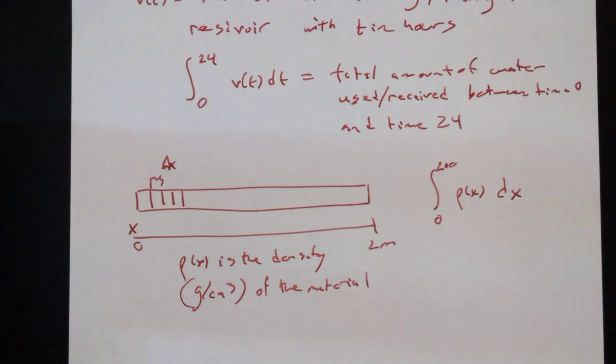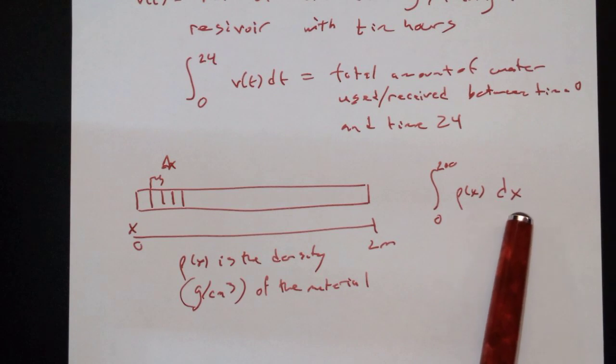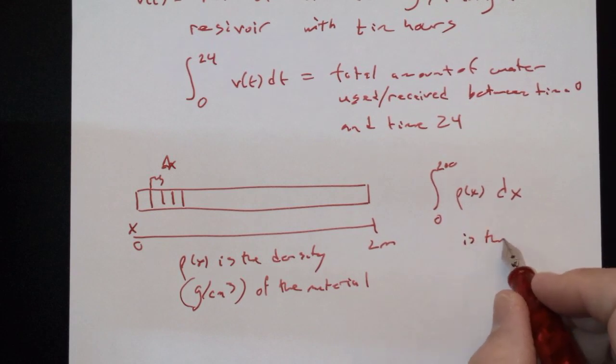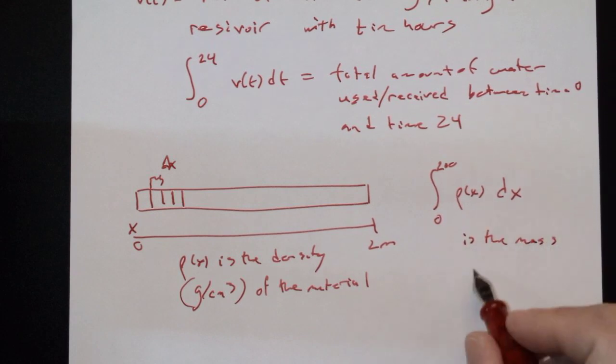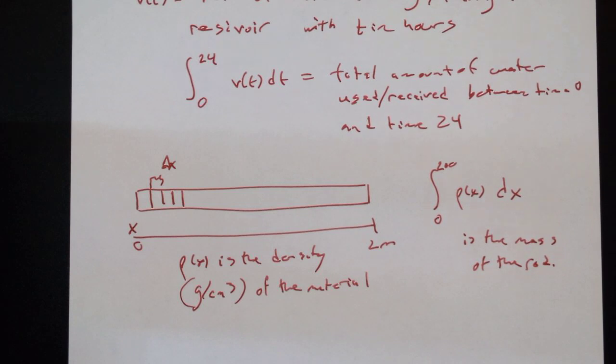My density times a volume in cubic centimeters, right? The volume of a slice. That's mass. I said the material was the same size from end to end. I didn't say it was the same density from end to end.